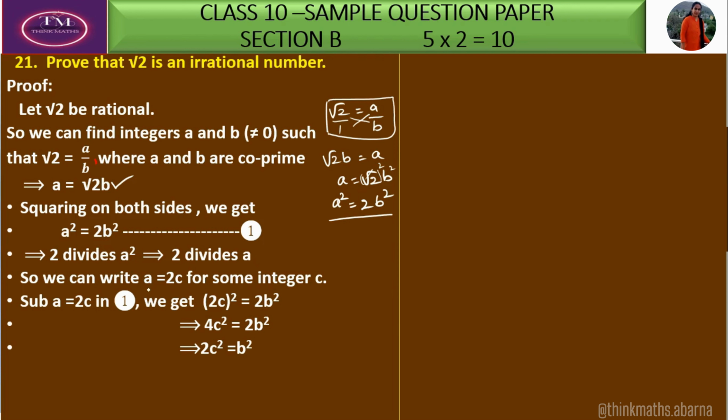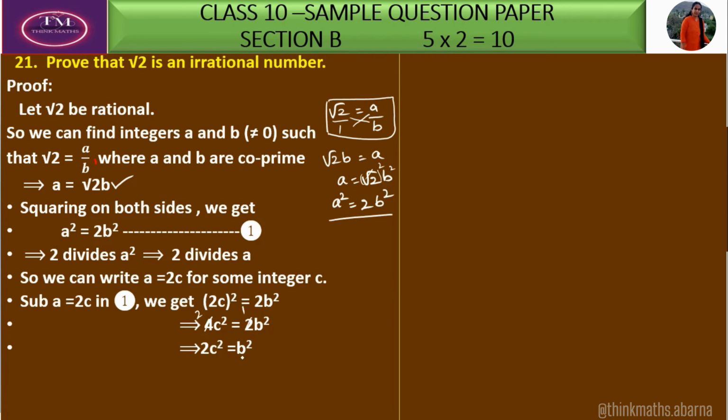Again, we are going to substitute a is equal to 2c in the equation. Instead of a, we put 2c. So 2c whole square equal to 2b square. 2 square is 4, so 4c square equal to 2b square. If we cancel by 2 on both sides, 2 2s are 4 and 1 2 is 2, so 2c square equal to b square.